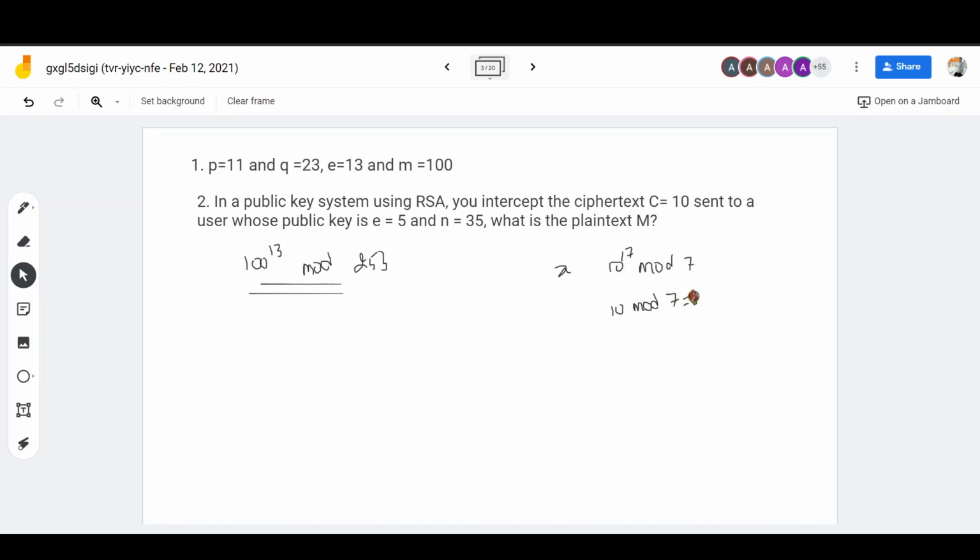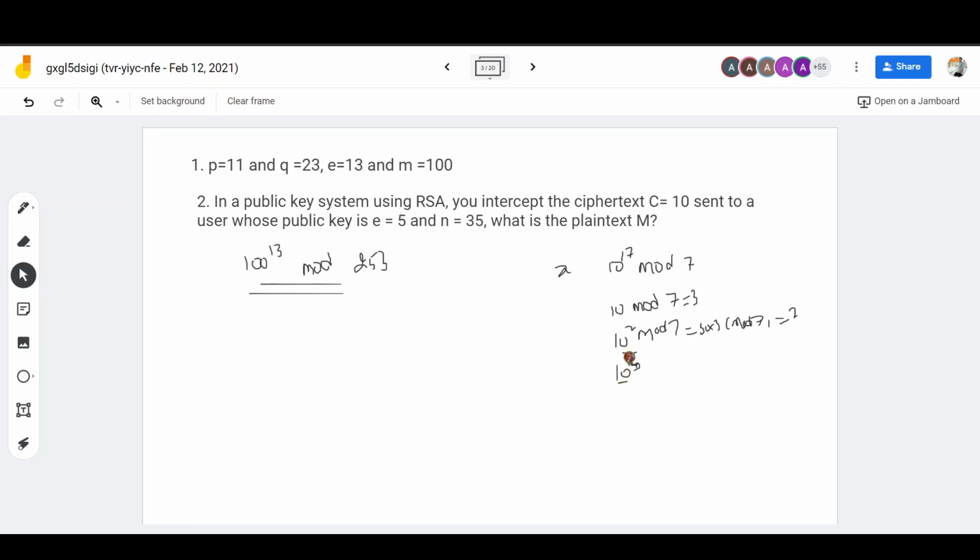Then 10 square mod 7: again this is going to be 3 into 3 mod 7, that means this is equal to 2. Then you go for 10 to the power 4: 2 into 2, 4, mod 7 only. Then 10 to the power 5. 10 square is 2, 10 square is 2, and one more 10 square, that means 10 to the power 6.